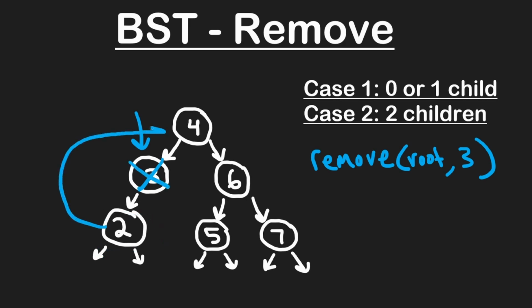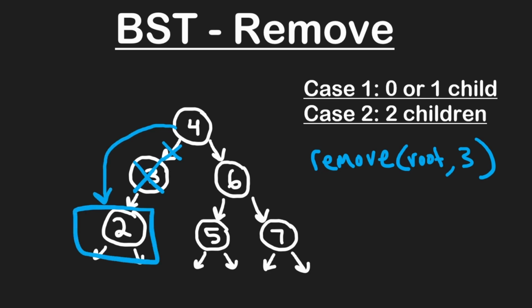So then when we get back up to the parent, from 4, instead of having the pointer pointing at 3, this pointer is actually going to now point at the return value, which was this node. So that's essentially how we remove this node from the tree.